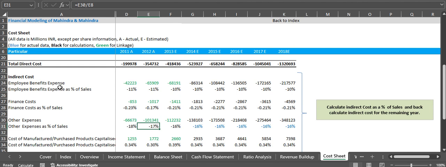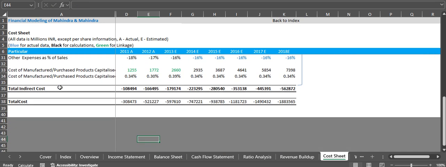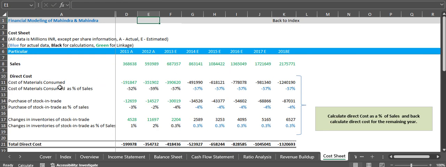Then we have the other expense. It's a percentage of sales. It's 17 or 16% of the sales. This is the other expense. Then we have the cost of manufacturing or purchase of the product capitalized. So it's 0.30, 0.39 and 0.34 percent of sales. And this is the total indirect cost of the particular company.